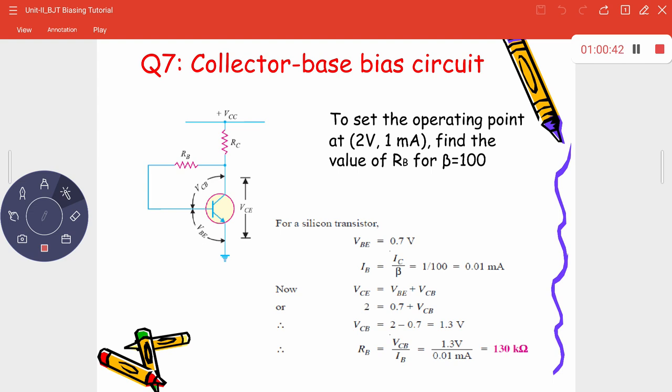So this is the kind of bias design that I was talking about. It is given that you have to offset the operating point at 2 volt, 1 milliampere, and beta is also given, 100. Then you need to know what should be my RB value and what should be RC. The collector to base bias circuit gives 130 kilo-ohms.